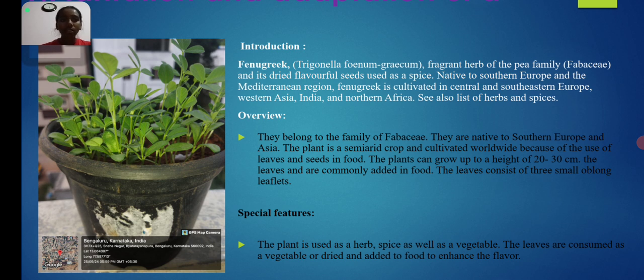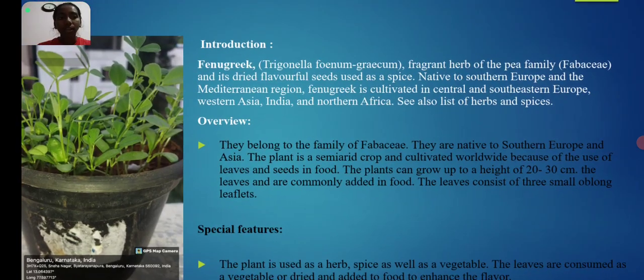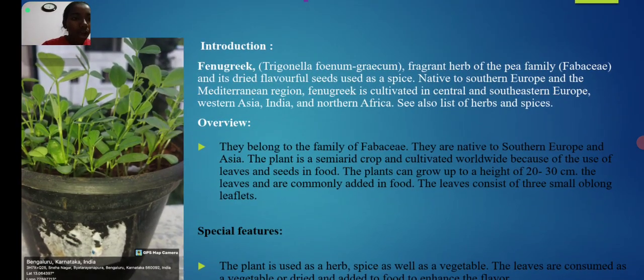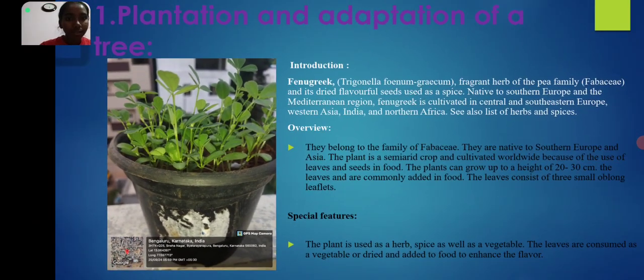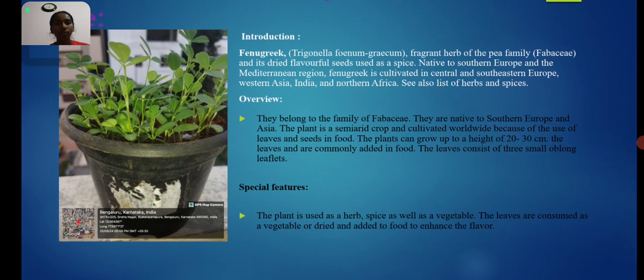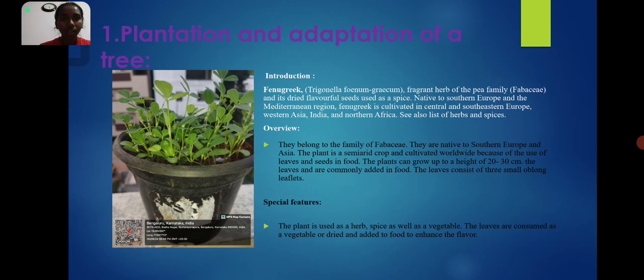The leaves consist of three small oblong leaflets. Looking into the special features, the plant is used as a herb, spice as well as vegetable. The leaves are consumed as a vegetable or dried and added to food to enhance the flavor.